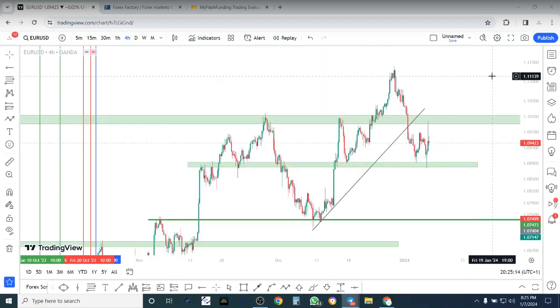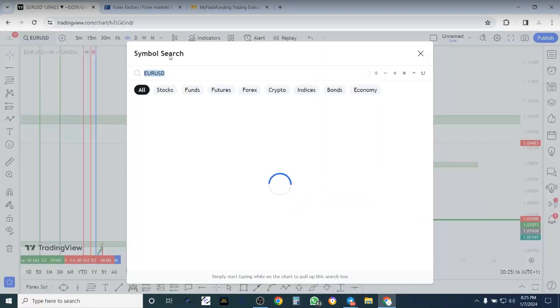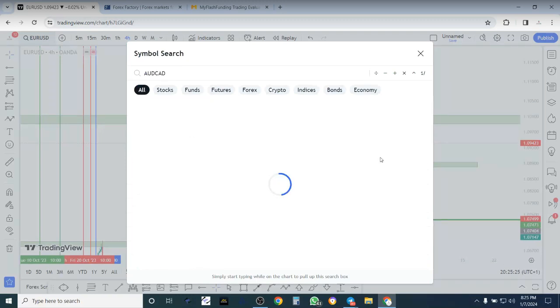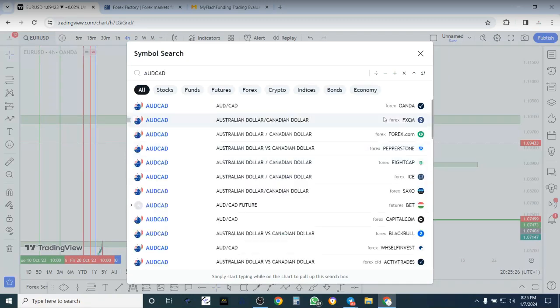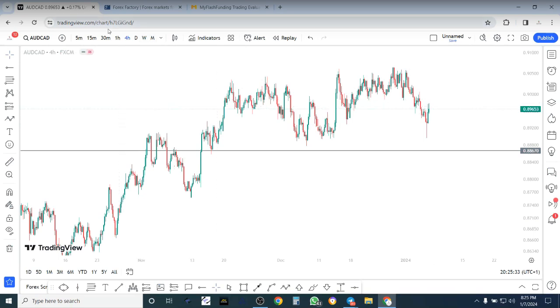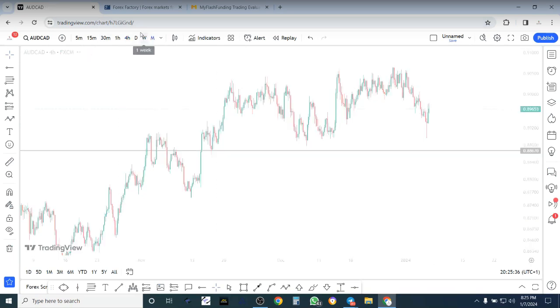All right, let's look at AUD card. Those are pairs that really test me, but let's look at it. Let's use FXCM. AUD card. Wow, I can see this choppiness here. I usually run away from these types of market, but let's look at the bigger picture.